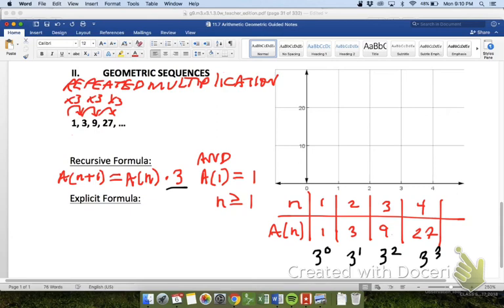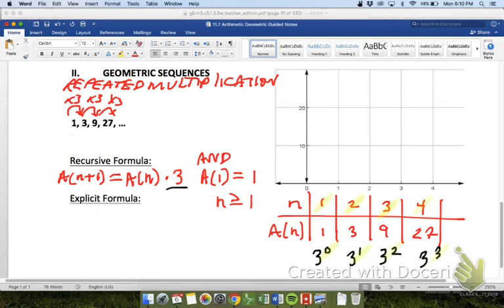And now the key is to make the connection between the value of n and the exponent. So when n is 1, the exponent is 0. When n is 2, the exponent is 1. When n is 3, the exponent is 2. So we can see that the exponent is always 1 less than the value of n.